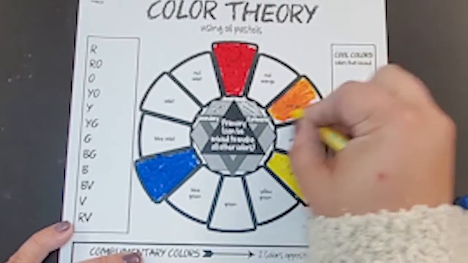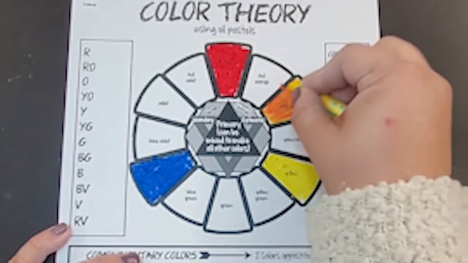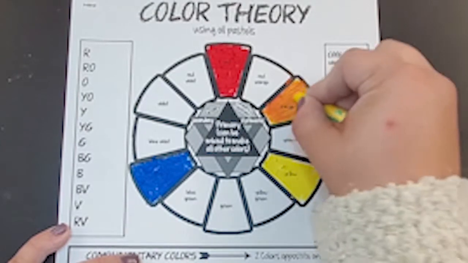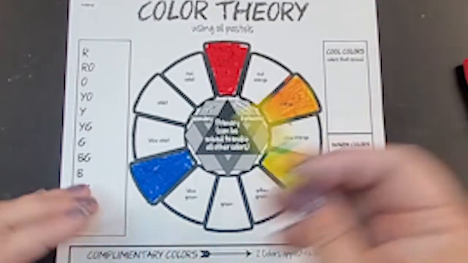I'm going to apply a thin layer of red to begin and color over that layer with the yellow until I get the orange that I'm seeking. I can always go back and add more red or yellow as needed.